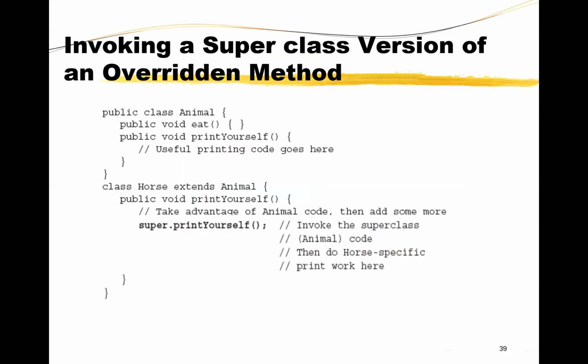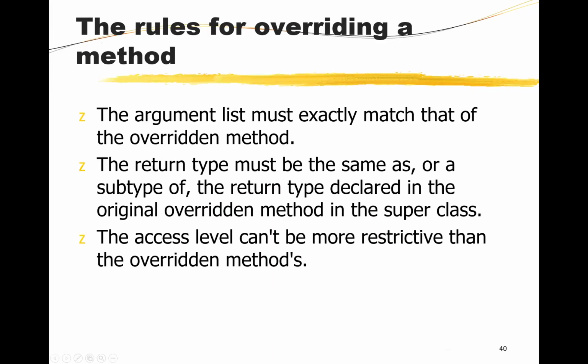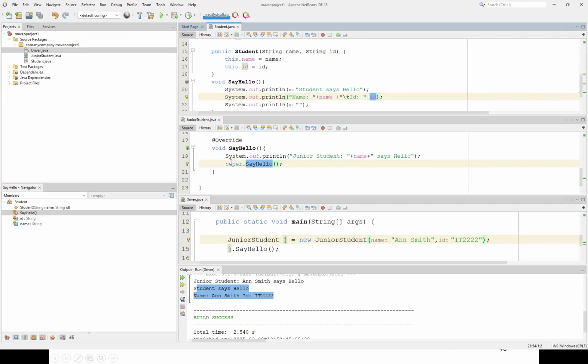Right. Now, in the animal class, you have the eat method, and then you have the print yourself method. In the host class, you can have the print yourself method overridden. You can have whatever content. And then if you want, you can invoke the superclass print yourself method. In order to do that, you use the super keyword dot the method name, super keyword dot the superclass method name.